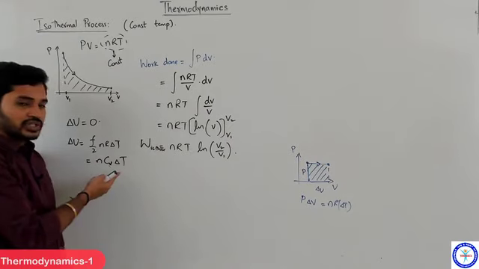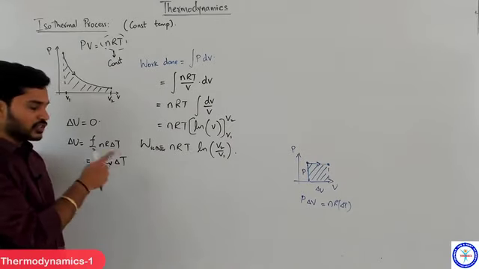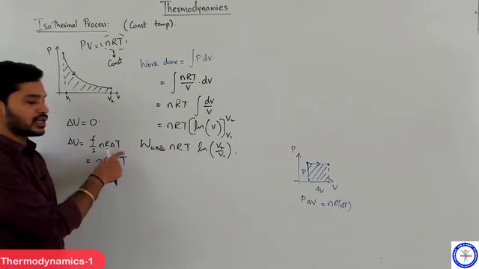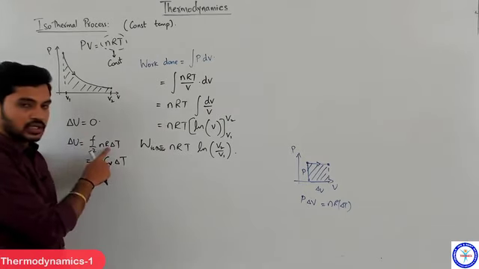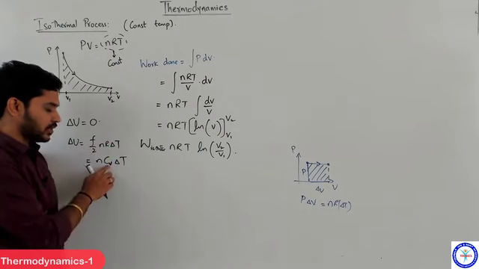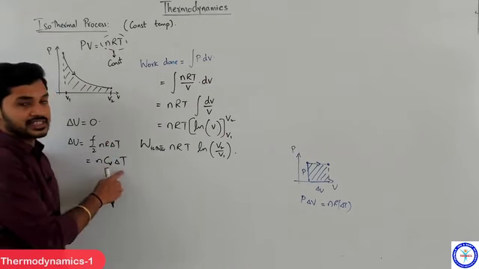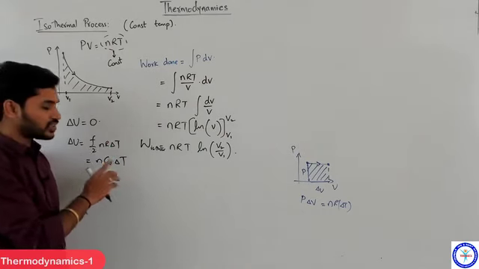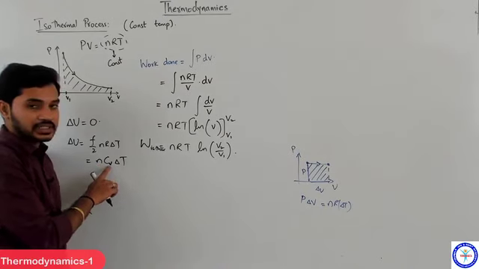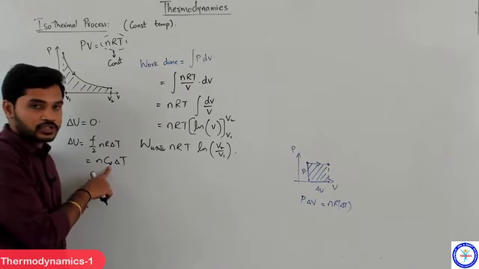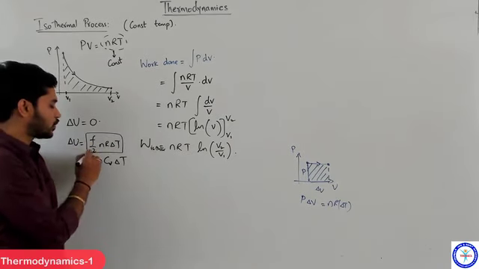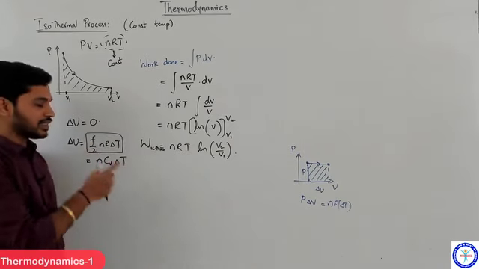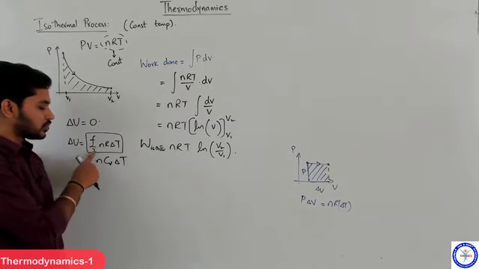So what I am doing here basically is, for every process the value is f by 2 nR delta T, and the value of f by 2 R is exactly the same as Cv. So that's why I am representing it as nCv delta T. That is all. Don't think that because I have written nCv delta T it is applicable only for a constant volume process. No, this is the general formula, f by 2 nR delta T. I am just writing the value of f R by 2 as Cv.